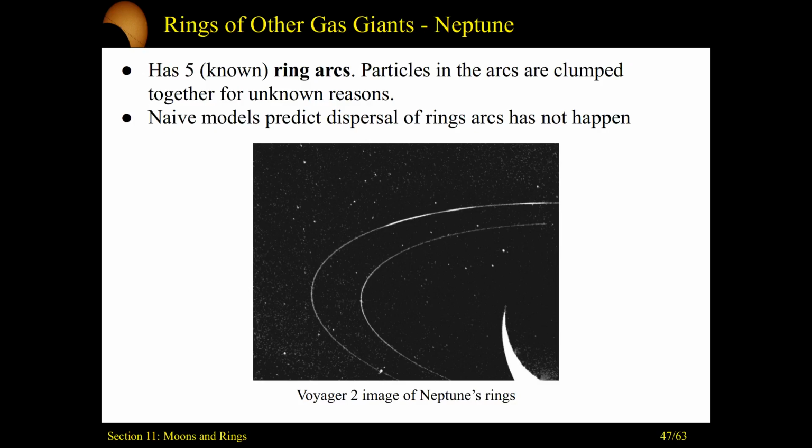Switching over to Neptune. Neptune has 5 rings that are characteristically defined by these ring arcs, and this is a picture of the ring arcs. Basically what's happening is that the particles in the arcs are clumped together, and we're not really certain why. We're not certain what gravitational effects could be keeping them together. Any naive model that we write would actually predict that these arcs would disperse, and that you wouldn't be able to find these darker bands within the rings of Neptune.